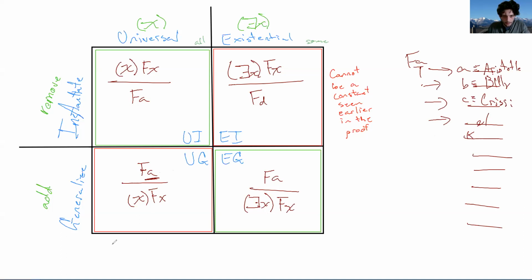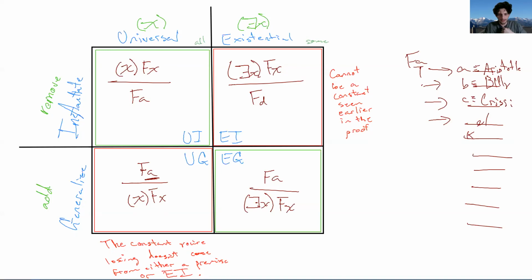The restrictions we have to watch out for here is that the constant that we're generalizing from didn't come from a premise and also didn't come from EI. So the constant doesn't come from either a premise or EI.